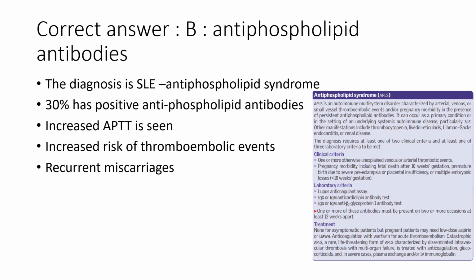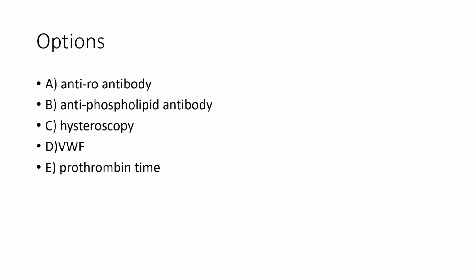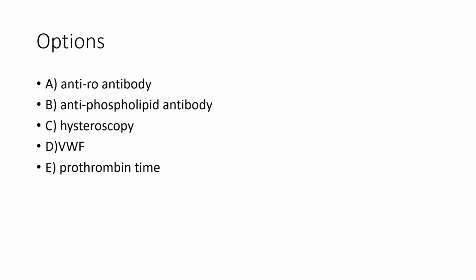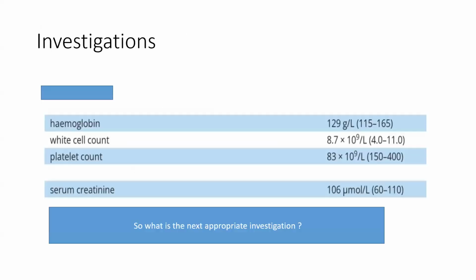So 30% have positive antiphospholipid antibodies in terms of SLE. In this scenario, they mentioned prothrombin time, but APTT is generally what is prolonged. There is an increased risk of thromboembolic events. There is increased risk of recurrent miscarriages. So that's how we diagnose antiphospholipid syndrome. In this case, it is secondary to SLE. Patient is having intermittent joint pains as well.